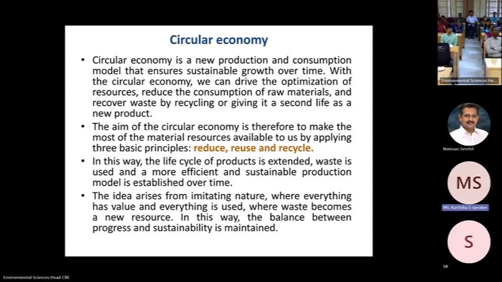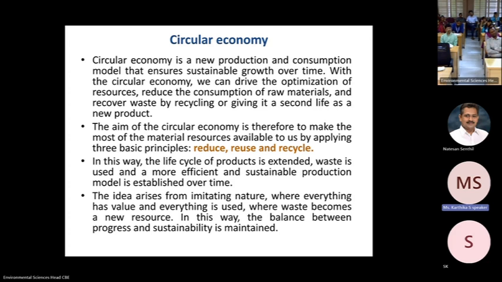The aim of the circular economy is therefore to make the most of the material resources available to us by applying three basic principles. Again, waste management: reduce, reuse, and recycle. In this way, the life cycle of products is extended. We can get a primary product, then from the waste a second product, and again from the waste a third product. So the waste is minimized. What we have taken is a limited source of raw material, but we maximized our product.